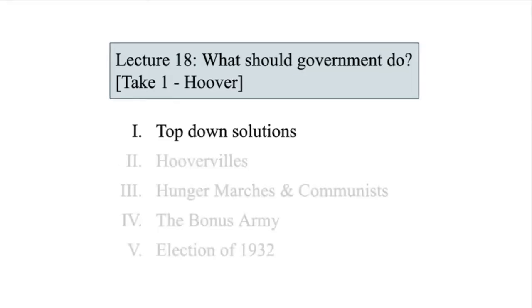Hoover was very much of the support big business and rely on philanthropy type. But it had already been clear in previous decades that big business was unwilling to share profits directly with workers, and philanthropy was completely inadequate to deal with catastrophe on a national scale.